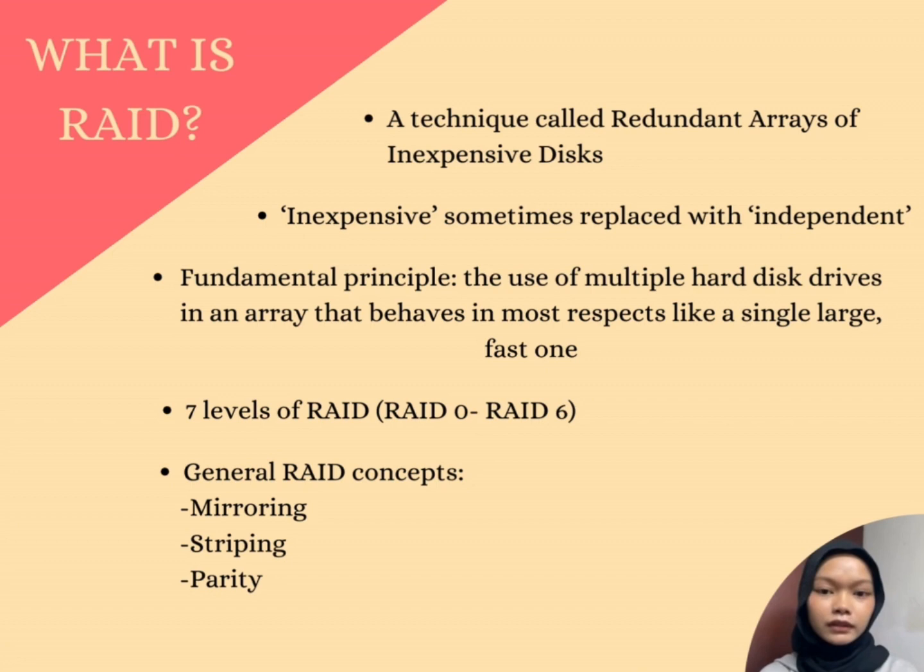So what is RAID? RAID is a technique that represents redundant arrays of inexpensive disks. Sometimes the inexpensive is replaced with independent. The fundamental principle is using multiple hard disk drives in an array that behaves, in most respects, like a single large fast one. There are 7 levels of RAID, which is called RAID 0 to RAID 6. It consists of 3 general RAID concepts that comprise mirroring, striping, and parity.